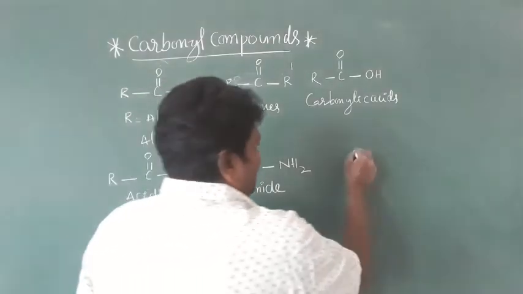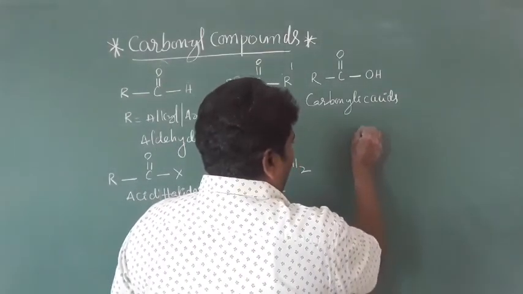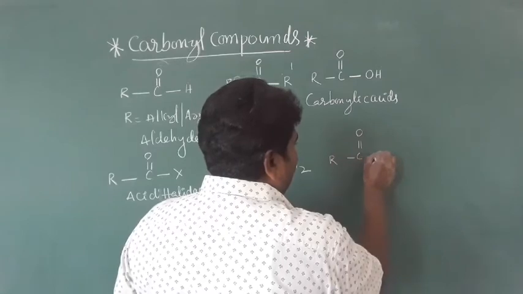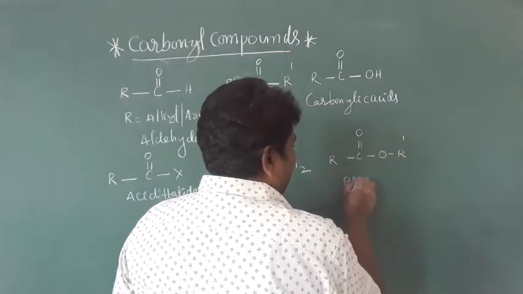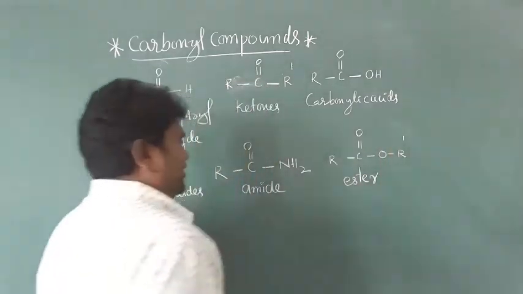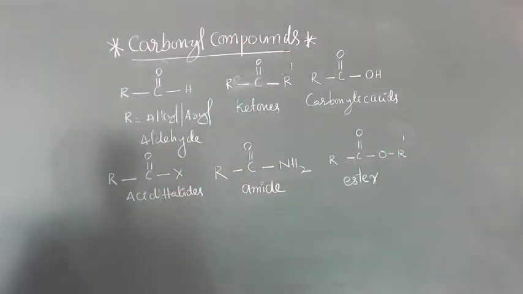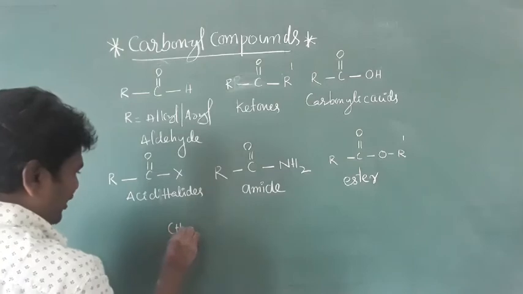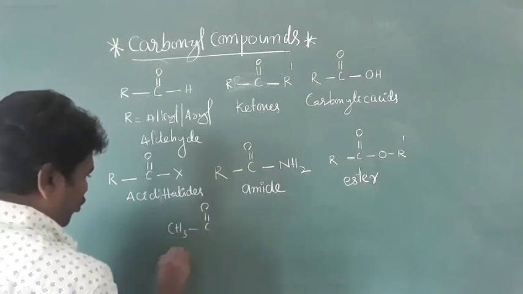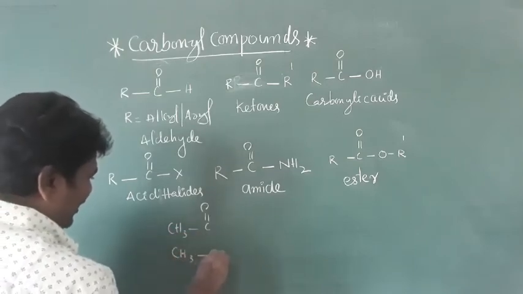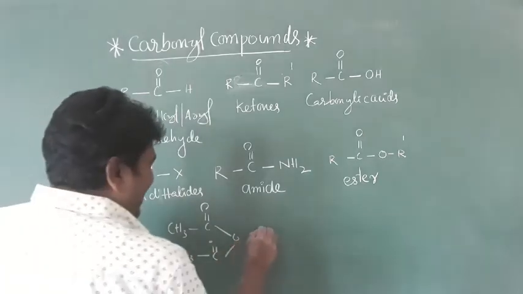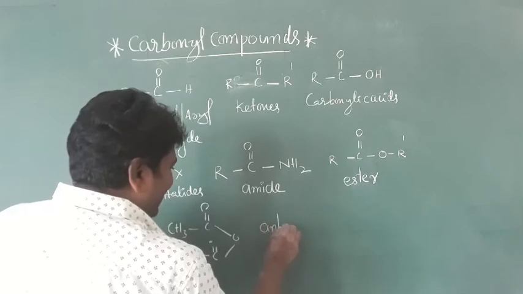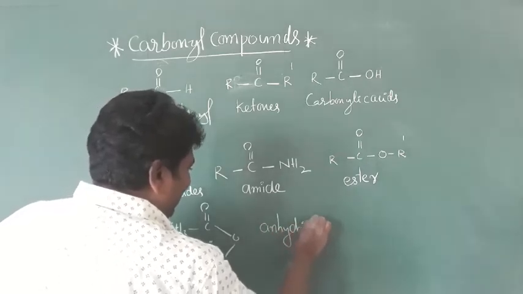Next one. It is C double bond O, R, and next it is O and R dash. It is the ester. It is very important. Ester. Next one, CH3 C double bond O, and CH3 C double bond O. This is called an anhydride. It is an acid anhydride.